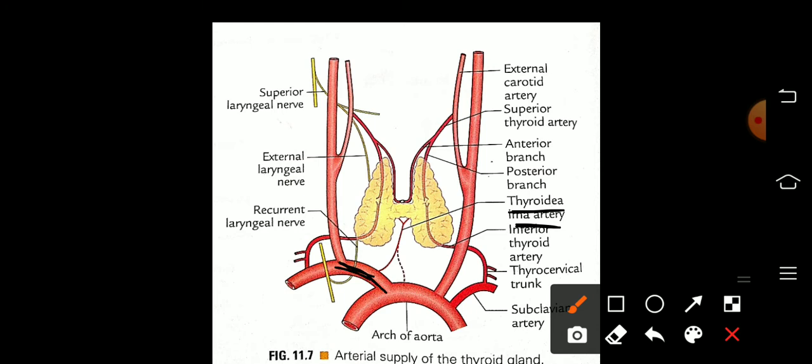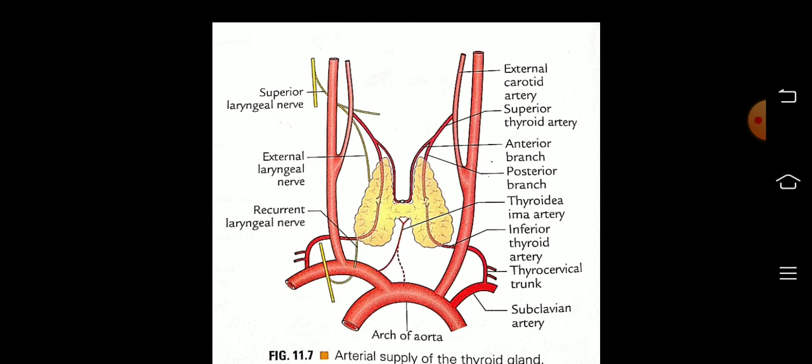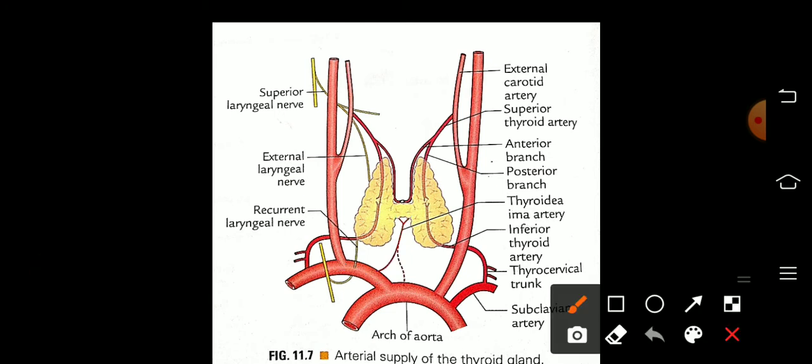This is a brachiocephalic trunk. This is a small artery arising from the brachiocephalic trunk, and it is supplying the lower part of the isthmus. As you can see, it is supplying the lower part of the isthmus. So it also arises sometimes from the aorta, the arch of the aorta. So from here also it may arise sometimes.